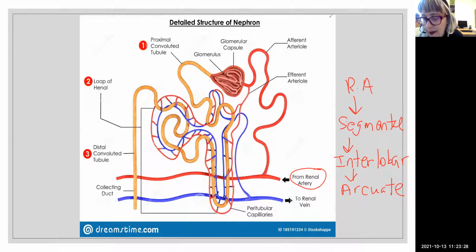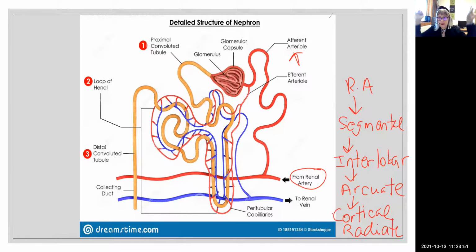Arcuate artery then splits into smaller arteries, very tiny ones called corticoradiate. And that is the feeding one. Corticoradiate will feed the afferent arteriole right here. So that's the next step. So from corticoradiate artery, all those rays of sunshine across the renal cortex, think of it as rays of sunshine. All those corticoradiate branches, they're all going to branch into each individual afferent arteriole.